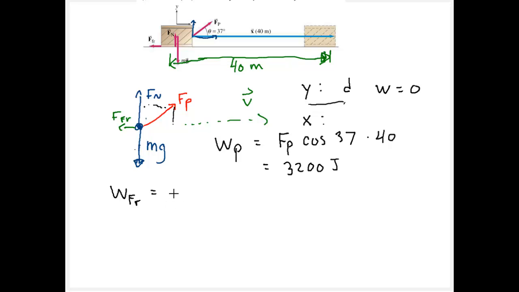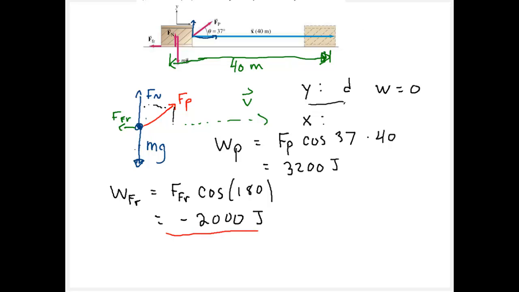Now let's look at the work that's done by the friction, and this is the one that I really wanted to get to. That's going to be the force of friction multiplied by the cosine of 180. So that's going to be negative 2,000 joules. What the negative means is that it is in the opposite of the direction of motion.